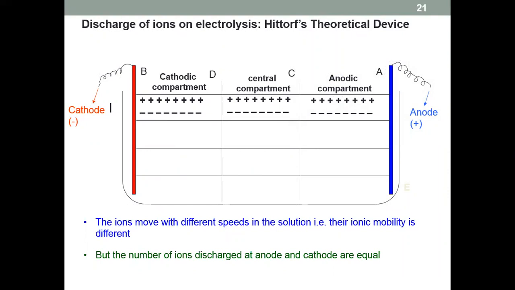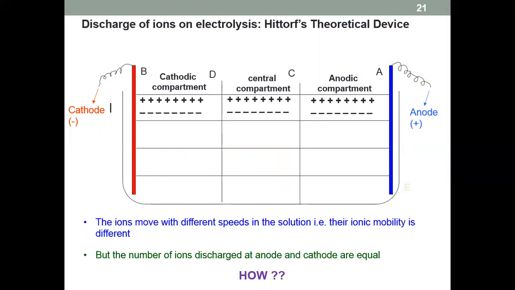Towards the cathode it will be the cations, and towards the anode it will be the anions going. But in total, the number of ions discharged at the cathode, which will be cations, and the number of ions discharged at the anode, which will be anions, are equal. So how is that possible? To demonstrate that, there is Hittorf's theoretical device, this method, which helps us to understand how these two are equal in magnitude.